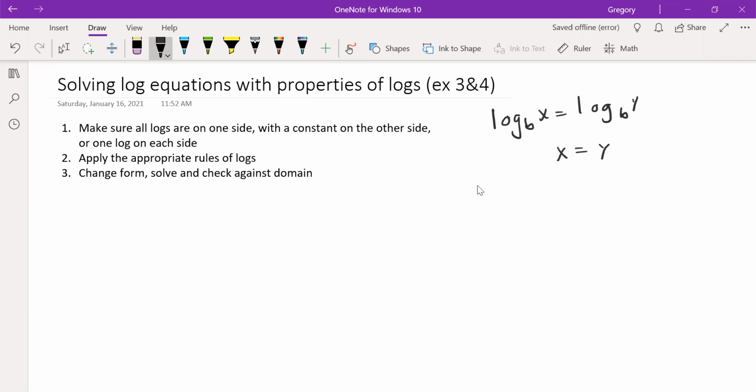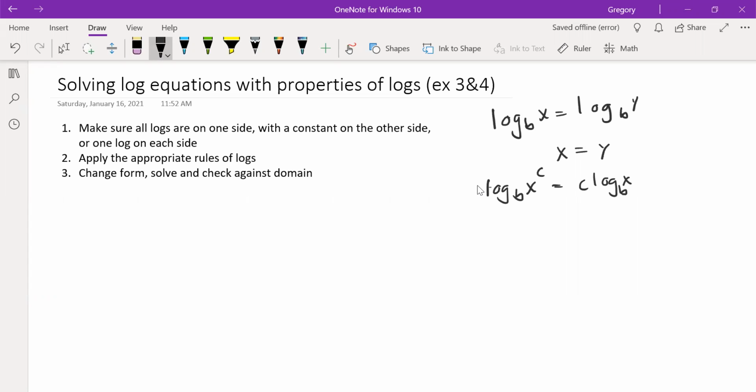And then the other one I'm going to apply later is the reverse of the power rule. The power rule says that if I have log base b of x to some exponent, I'll just say c, I can bring the c in front of the log, just like so.